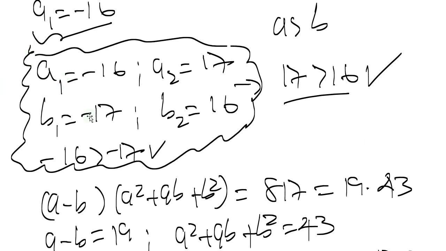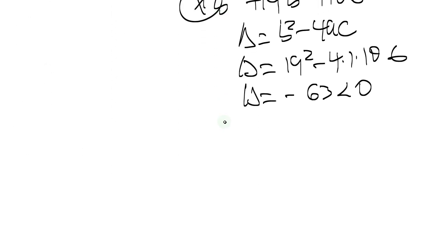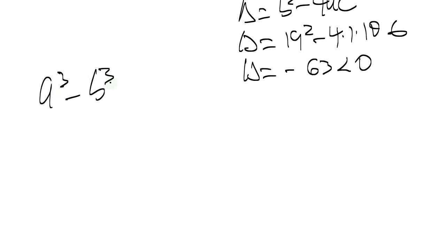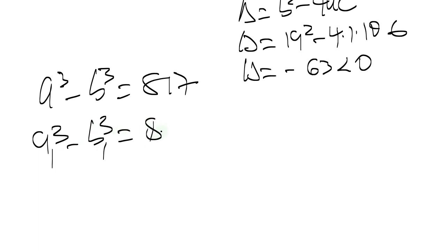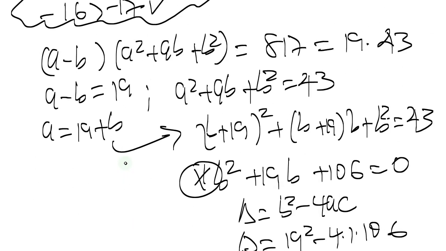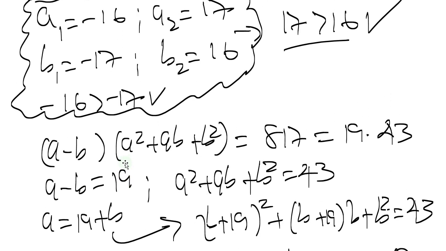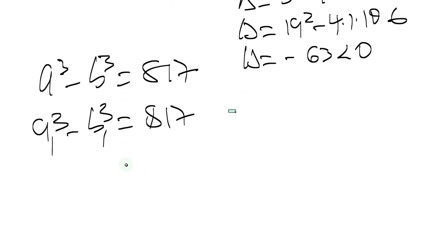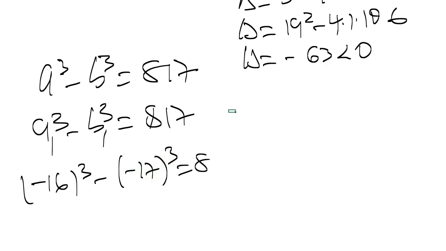Okay, guys, so now let's check if they are accurate, right? We said we have our equation, which is a to the 3 minus b to the 3 equals 817, and then a1 to the 3 minus b1 to the 3 has to be 817. So now let me erase this. I don't know why this is working like this. Oh my god, it's going to 20 minutes. So a1 is negative 16, right? Negative 16 to the power of 3 minus negative 17, which is b1 to the 3, 817.